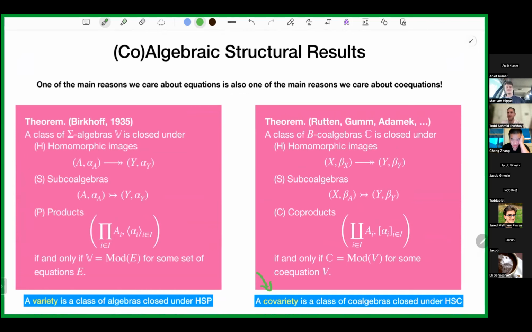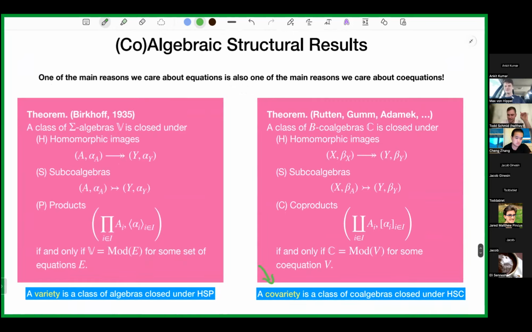And we don't know how many colors you need even to describe this coequation. We know it has to be more than one color, but we don't know how many colors. Okay, I'm going to try to get to that at the end.